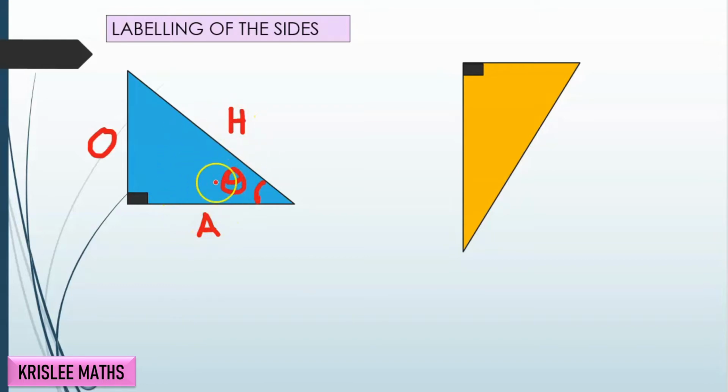It depends on the position of the given angle. So let's see one more. Let's say here the angle is over here. Let's say this is the given angle, therefore this will be the opposite side, and this one is the 90 degree, therefore here you can label it as H for hypotenuse, and here you have the adjacent. So it is very important for you to know the labeling of the sides.